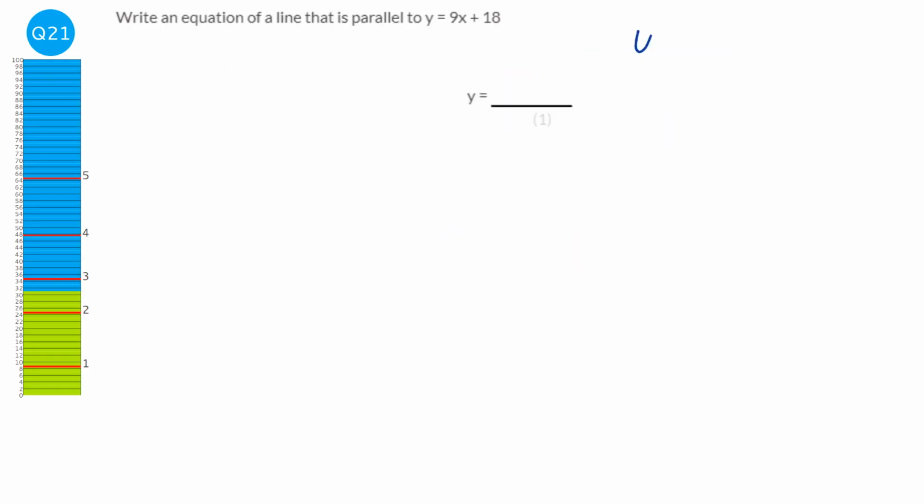The formula y equals mx plus c includes this m, and the m means the gradient. So if we're looking for something that is parallel to y equals 9x plus 18, we're looking at this number here. And for it to be parallel, it needs to have the same gradient. So we could just write y equals 9x plus or subtract anything. Or we could just write y equals 9x. I'm going to say plus 5.